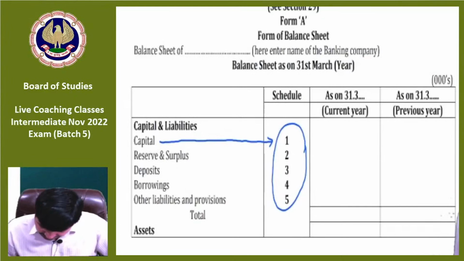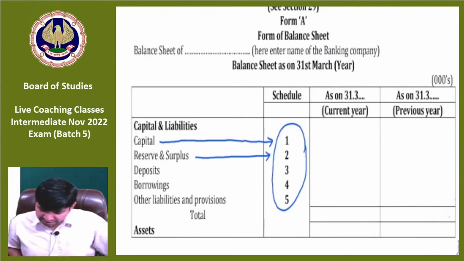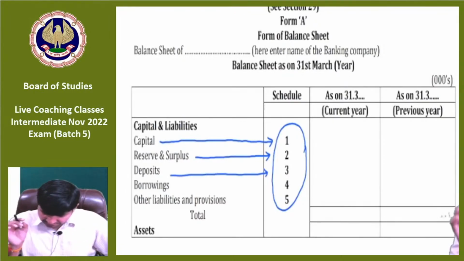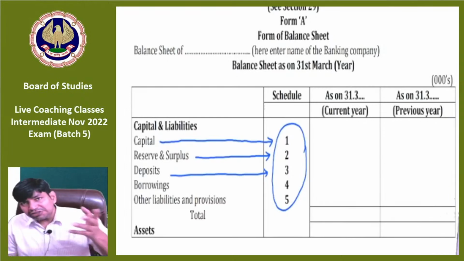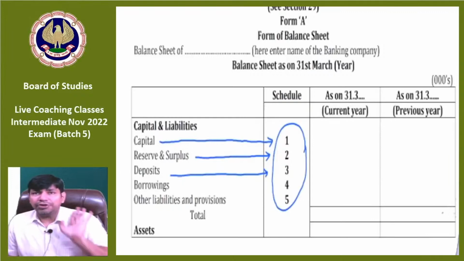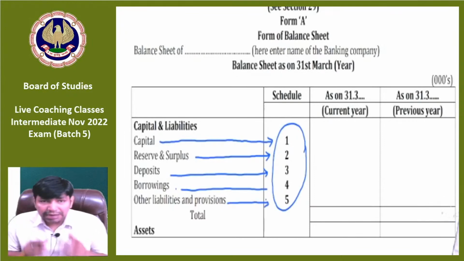Reserve and surplus is specifically given number 2. For deposits, number 3 has been allotted. If no deposit is there, then number 3 cannot be allotted to borrowings. Number 4 is for these, and the starting 5 numbers are for the liability part.